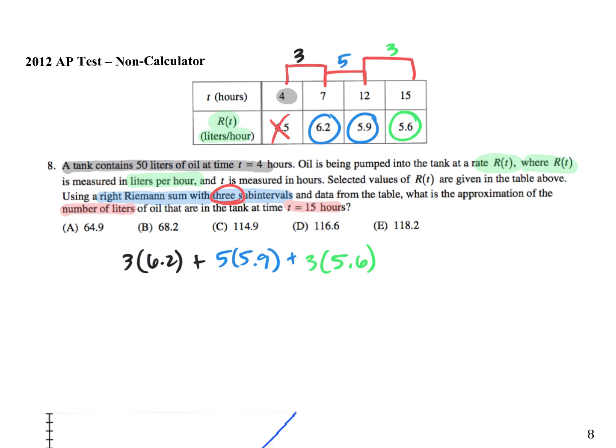Okay, let's multiply these together. Here's how I handle this with decimals without a calculator. What's 3 times 6? 18. What's 3 times 2? 6. Move that decimal, and I'd have a 0.6, right? So I'd have an 18.6 there.